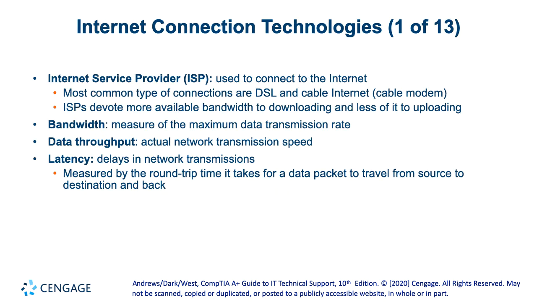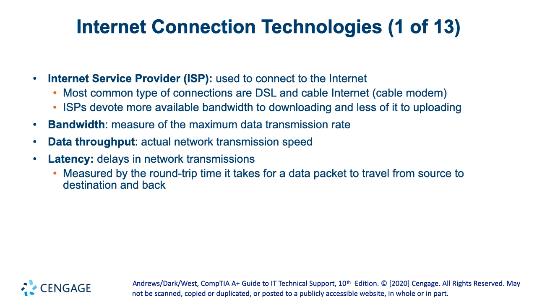An ISP is an internet service provider, which is the company that provides users with access to the internet. The most common types of connections for home use are DSL and cable. Typically, the ISPs provide more download bandwidth than upload bandwidth. Bandwidth is the maximum theoretical transmission rate, whereas data throughput is the actual network transmission rate or speed.